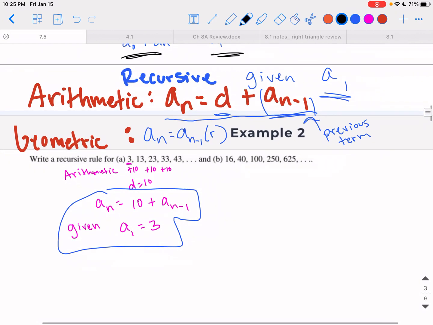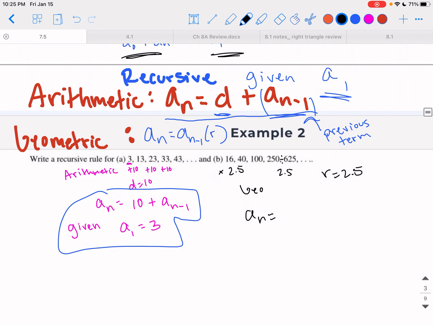Okay, next one here we have 16, 40, 100. If I do 40 divided by 16, that's 2.5. So I can see we're multiplying by 2.5 each time. And even if you divide these two here, 625 and 250, you'll get 2.5. So then a common ratio is 2.5. If we're multiplying, this will be geometric. Okay, so I'll have a sub n equal to my a sub n minus 1 multiplied by my common ratio, which is 2.5, given that a sub 1 is equal to 16.